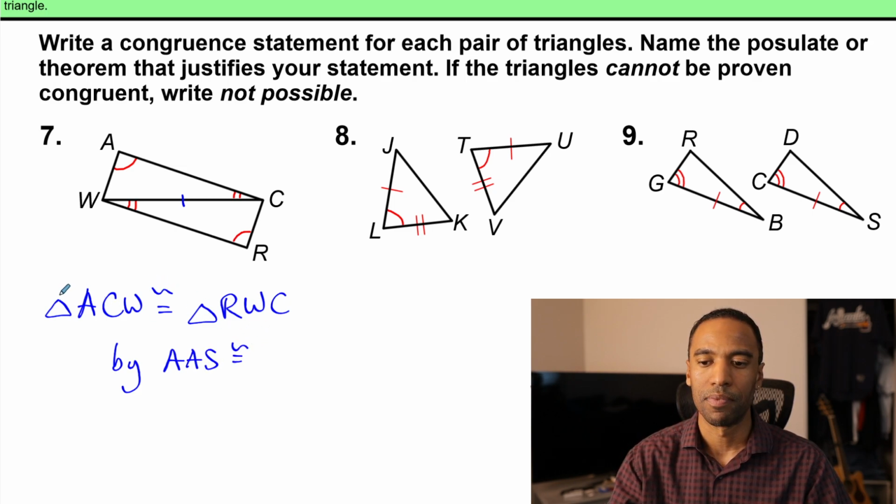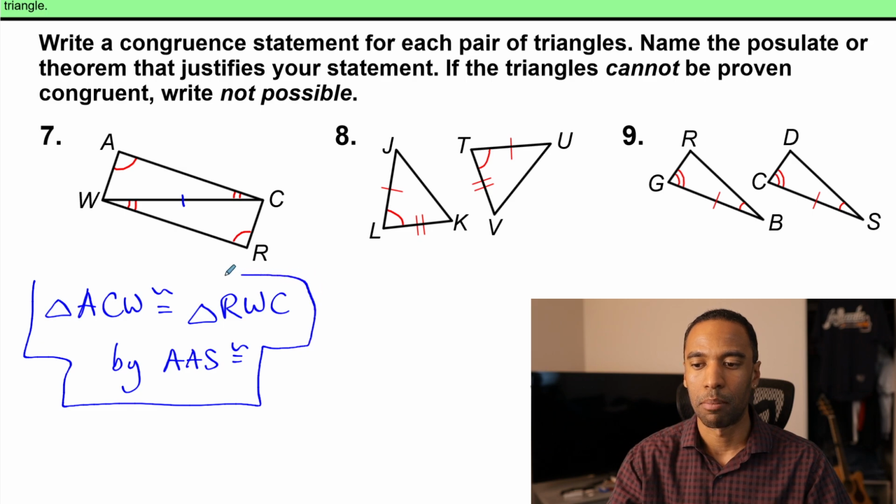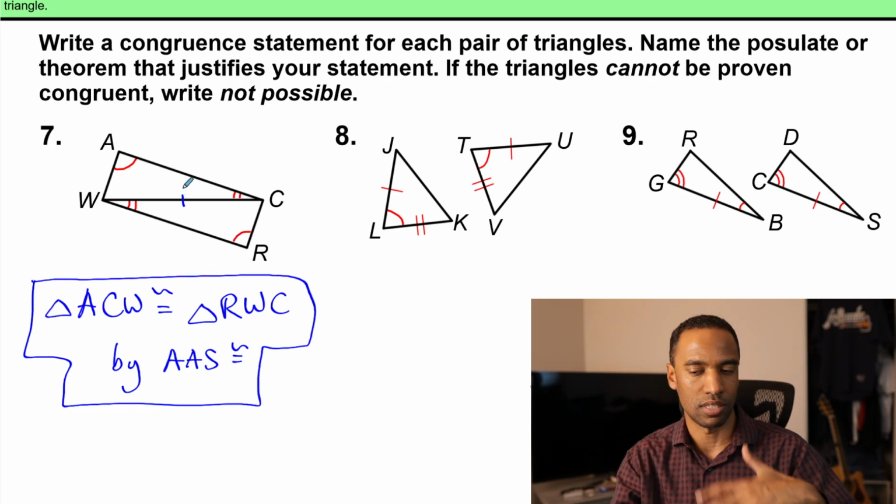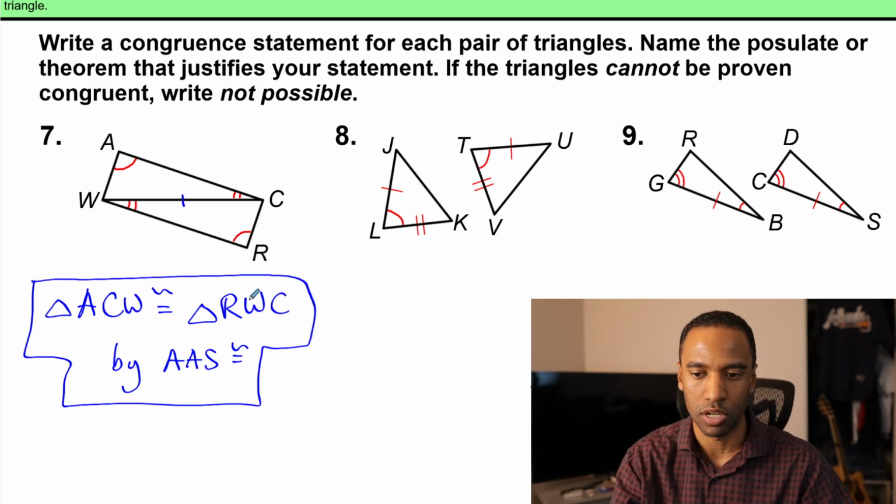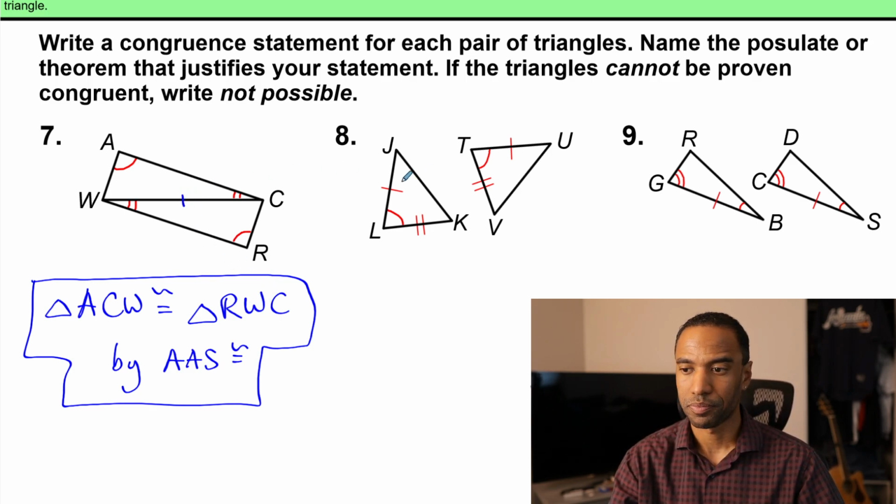These two are congruent here. Now, I had to first come up with this side being congruent to the side in the other triangle, CW congruent to WC, using the reflexive property to then make that conclusion.